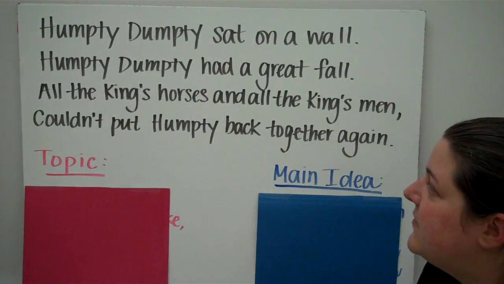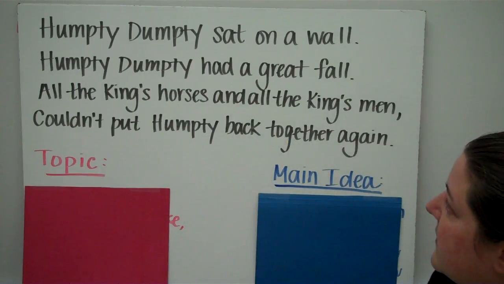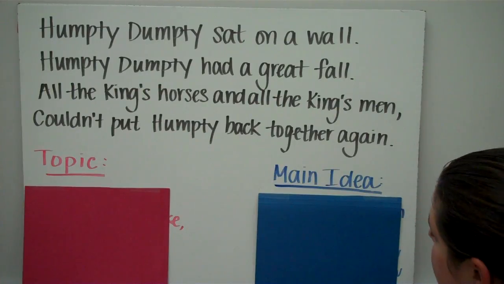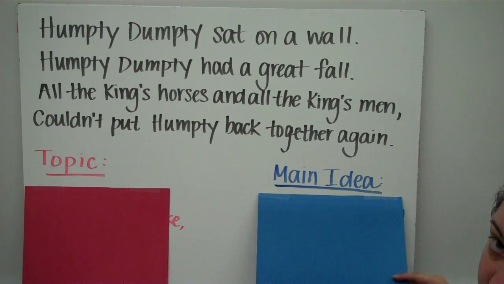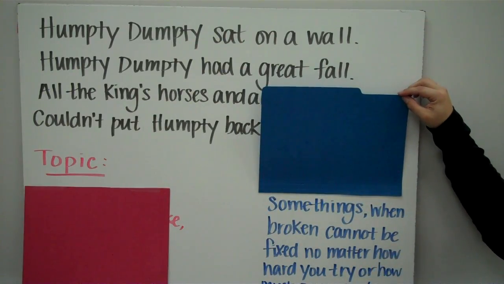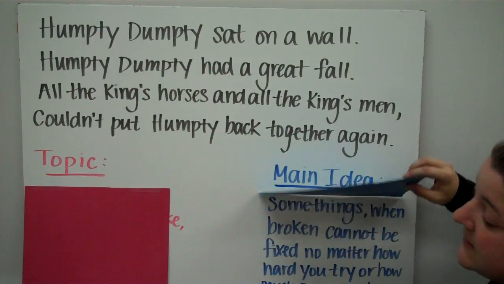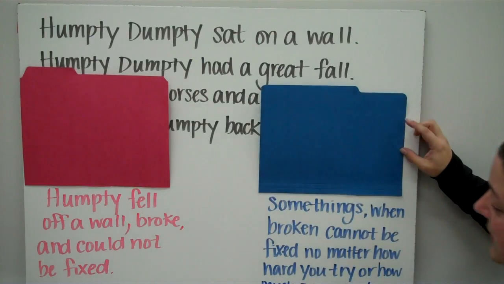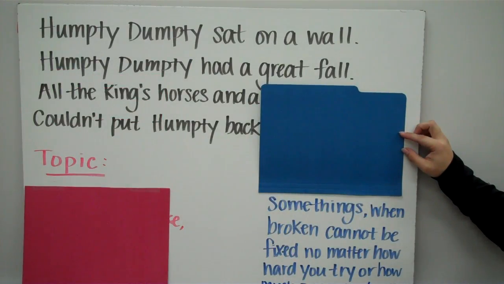Well, what's the main idea of this then? Humpty Dumpty sat on a wall, Humpty Dumpty had a great fall, all the king's horses and all the king's men couldn't put Humpty back together again. Well, the main idea on this one is that sometimes some things, when they are broken, cannot be fixed, no matter how hard you try or how much power you have. Two totally different things. Topic, he fell off the wall and couldn't be fixed. Main idea, things are broken and sometimes cannot be fixed no matter what.